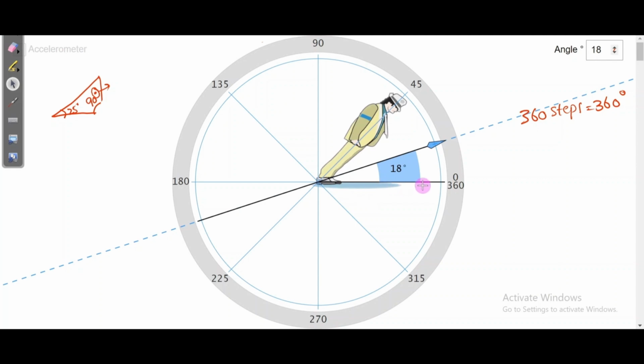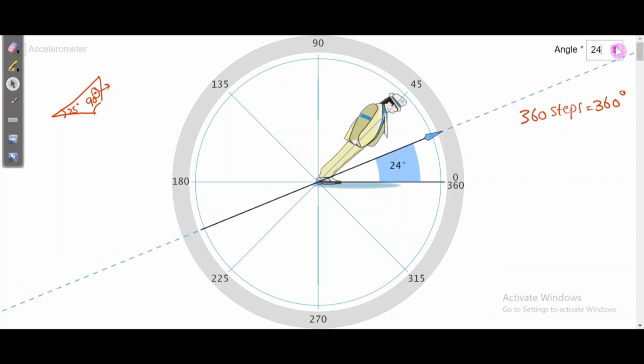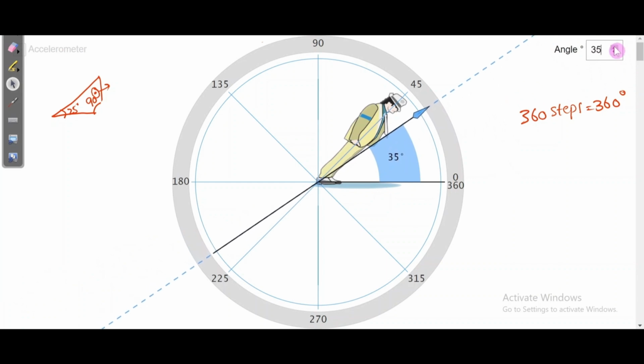So this was the initial position, and up to this position, we take 18 steps. So the angle made between this initial position and this final position will make some angle theta, and here we take 18 steps, therefore this angle theta is 18 degree. And if we take further steps, for each step it counts 1 degree.